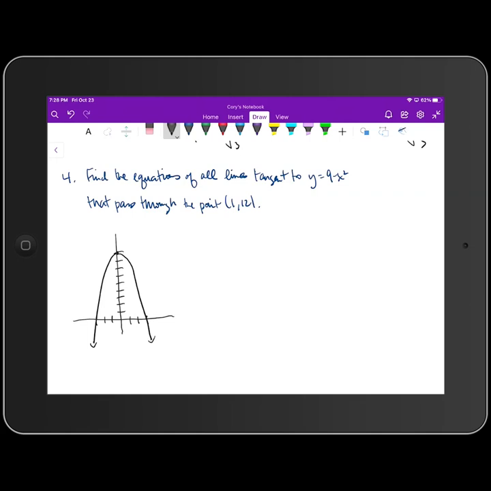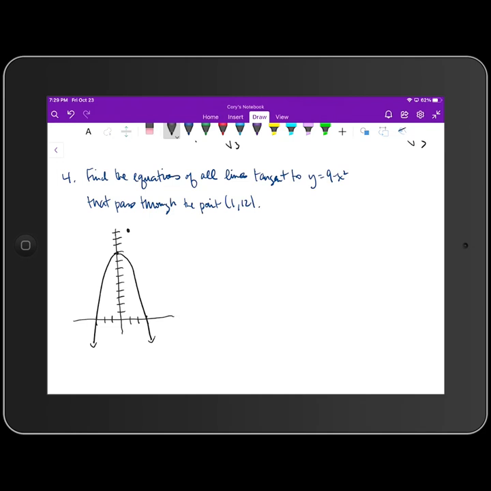And then we want the equation of the tangent line that passes through the point (1, 12), which is this point up here. Now the problem that we have, and this is the first example that we've looked at of this type, is that point does not lie on the graph of our function.